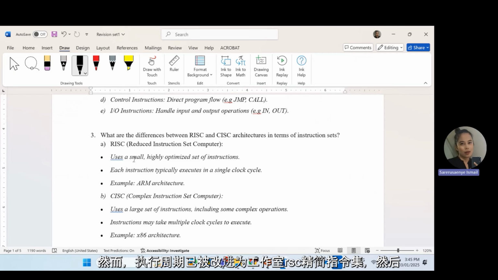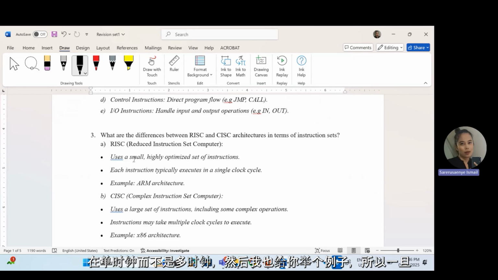However, that has been improved towards RISC, the reduced instruction set. And what will be the reduced instruction set? The name also says reduced. It's going to reduce the number of instructions to be executed at one time, and then they can execute typically in a single clock cycle instead of multiple clock cycles.